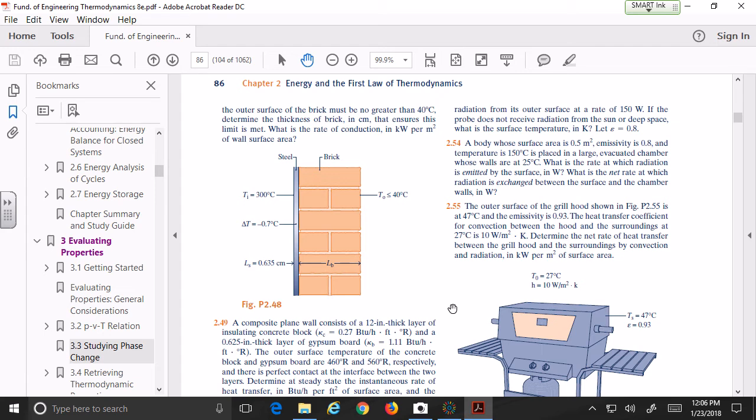What is the rate at which radiation is emitted by the surface in watts? What is the net rate at which radiation is exchanged between the surface and the chamber walls?